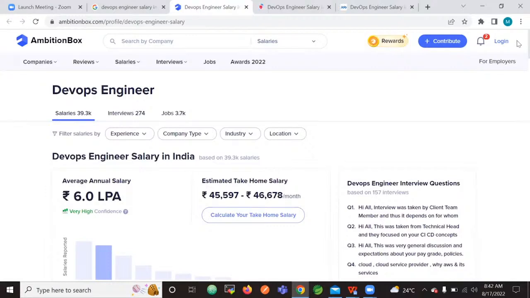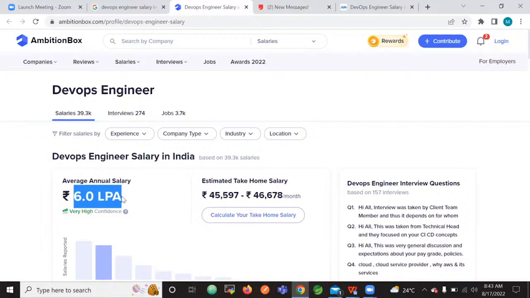However, if you can see, the DevOps engineer salary for a fresher is now 6 lakhs per annum with very high confidence. Very high confidence means the data is based on a large number of responses. Based on 39.3k salaries, around 40,000 members' salaries, they analyzed and came to this graph that the minimum CTC for a fresher is starting now at 6 lakhs per annum. That's the minimum. Usually this is the market standard now.